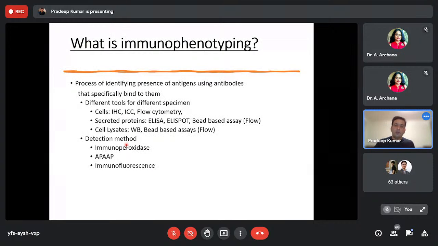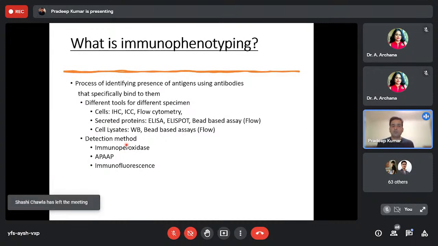So immunophenotyping is the most common application that is routinely done. What is immunophenotyping? It is the process of identifying the presence of antigens or proteins using antibodies. So whatever we were talking about, like antigen is there, antibody is there, fluorochrome conjugated is provided. So it is basically called immunophenotyping.